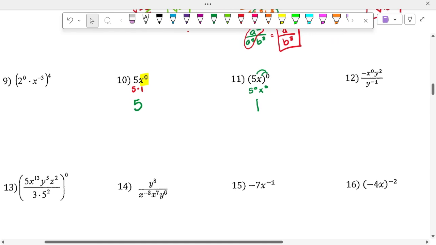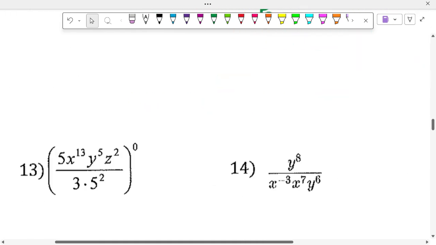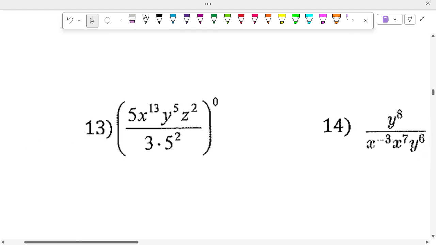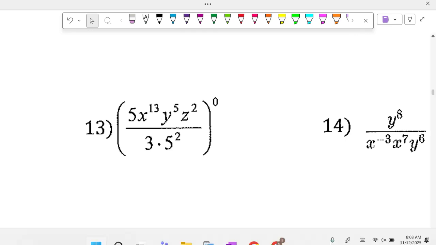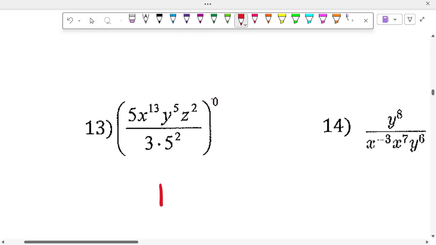All right. Look at 13. That looks terrible. But in reality, it's really easy. What is it? 1. That's why I always say do the power rule first, because you're applying a 0 to everything. It's just 1.